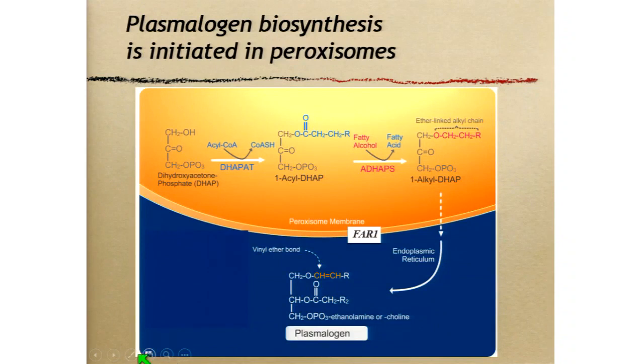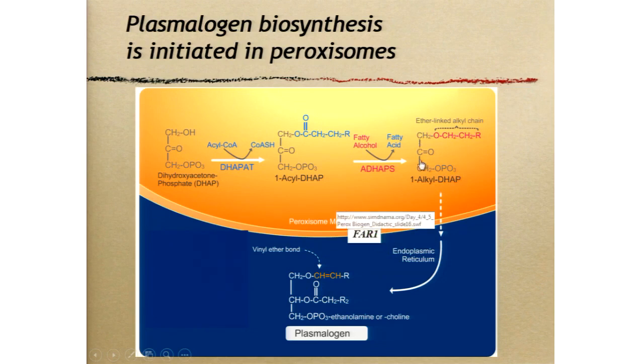And this is just a quick review of plasmalogen synthesis, which is initiated in the peroxisome. It starts with this substrate, dihydroxyacetone phosphate. And then fatty acid is added to the C1 position up here by dihydroxyacetone phosphate acyltransferase, or DHAPAT. And then the fatty acid is exchanged for a fatty alcohol by alkyl-dihydroxyacetone phosphate synthase, or ADAPS. And the fatty alcohol is obtained from the enzyme FAR1, which is located on the peroxisomal membrane.